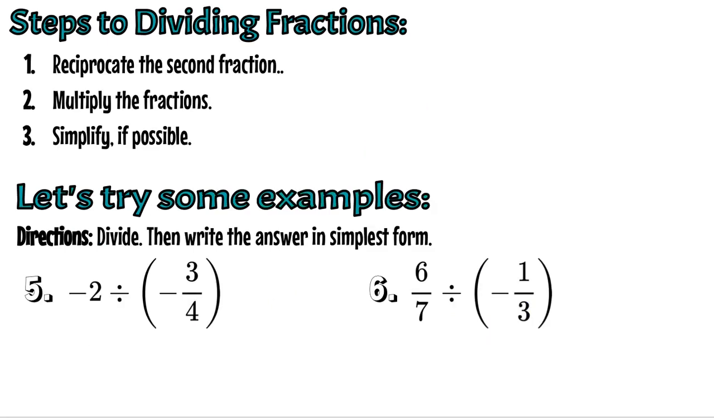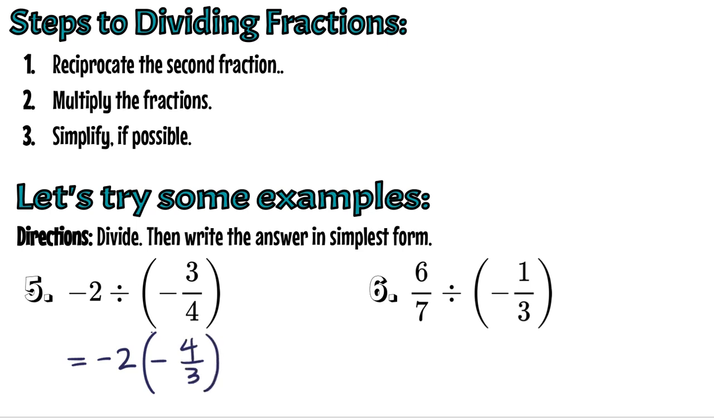Now that we know how to reciprocate, we're going to reciprocate the second fraction first. We start by rewriting our dividend. Our dividend is -2, and then remember we're going to multiply that by the reciprocal of the second fraction. Because this fraction is negative, I'm going to put it in parentheses. Remember, if we have a number next to a parenthesis, it means they're being multiplied. We're multiplying by a negative, and the reciprocal of 3/4 is 4/3.